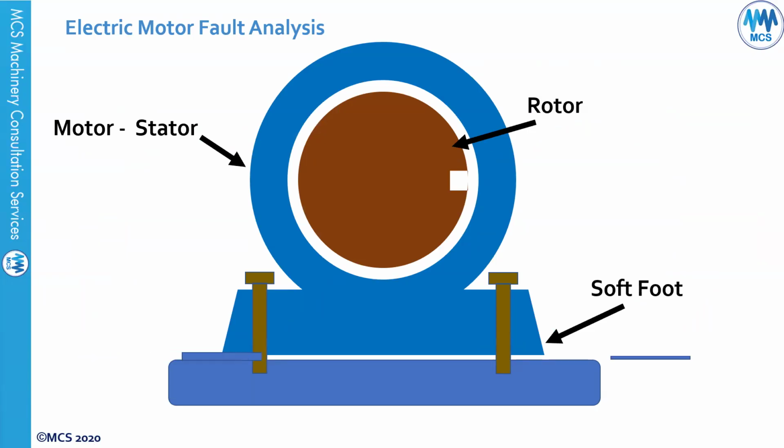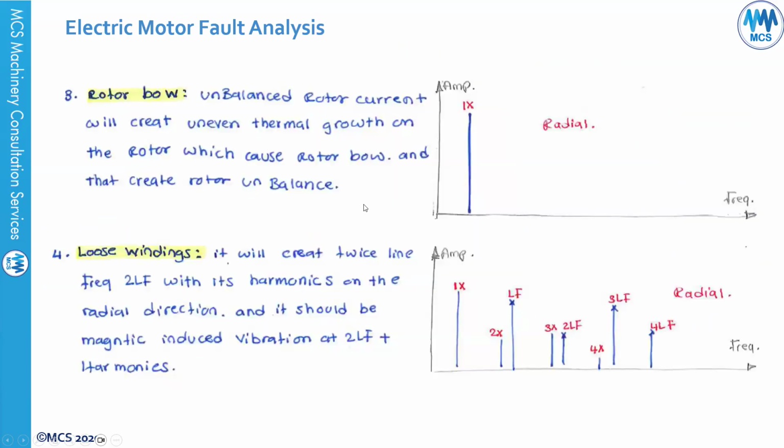And this is in case you have soft foot, like when you shim here, you will still have soft foot. So when you tighten the bolts, and this one gets tightened, you will have casing distortion, and this would cause stator eccentricity. Rotor bow is similar to what causes high 1x vibration. We spoke about this one. You will see the high 1x vibration in the axial direction.